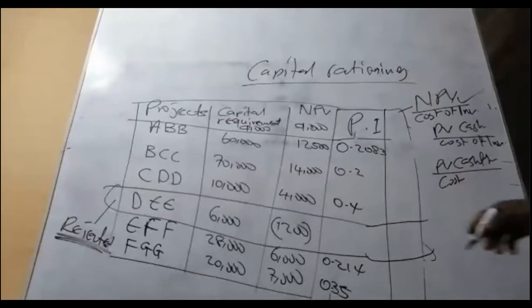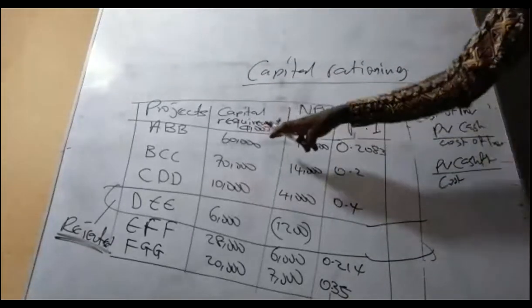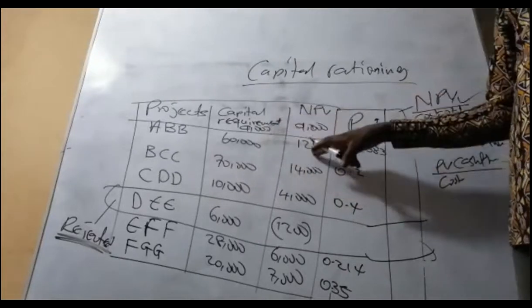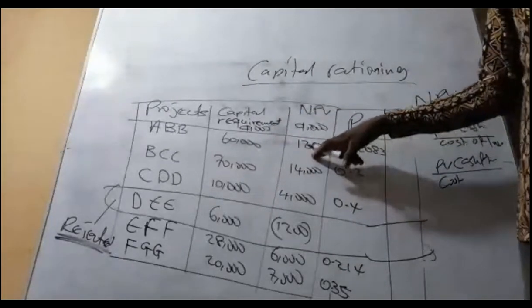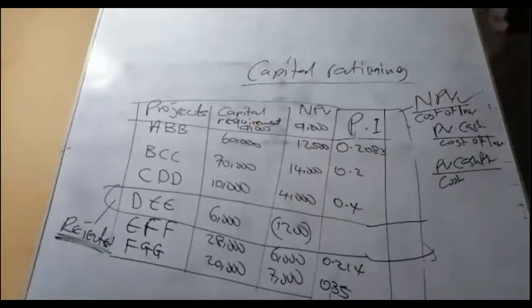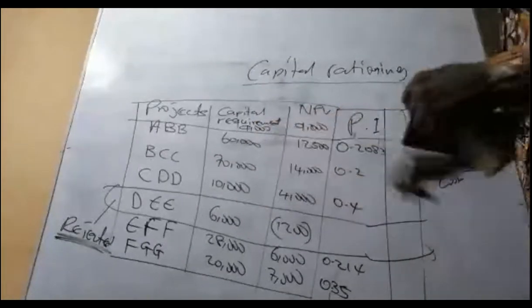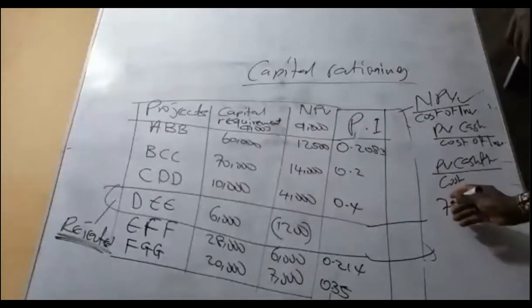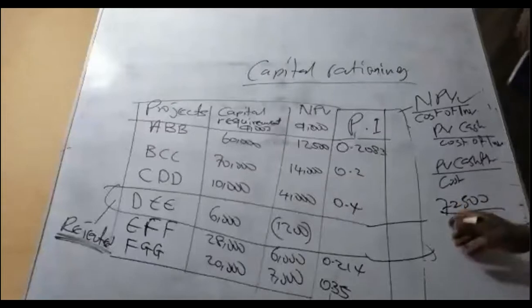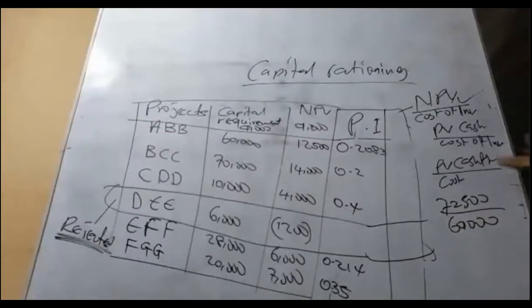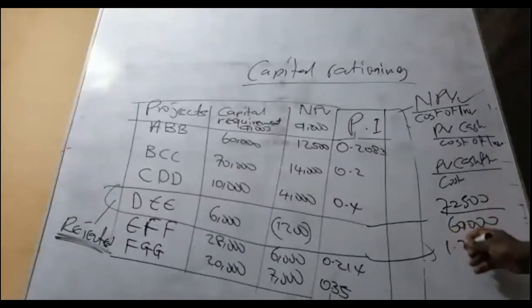How do I get the cash flow? They subtracted the cost from a certain figure and got an NPV of 12,500. What's that figure? I'll add it back, right? Good. So the cash flow for the first year will be 72,500. Then I'll divide it by 60,000, because it is PV of cash flow over cost of investment. 72,500 divided by 60,000 will give us 1.2083.